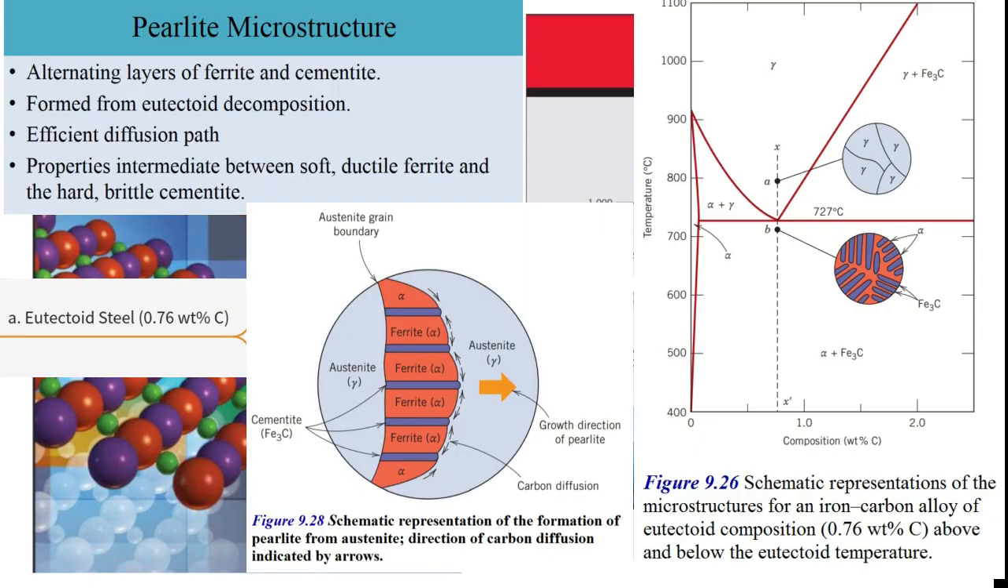The layered structure, shown schematically in figure 9.28, is a very efficient way for this redistribution to happen because it minimizes the distance the carbon atoms need to travel. They just shuttle sideways between the growing lamellae. Makes sense. Minimizes diffusion distance. Exactly. And pearlite as a whole, as a microconstituent, has properties that are intermediate, stronger and harder than pure ferrite, but more ductile than pure cementite.